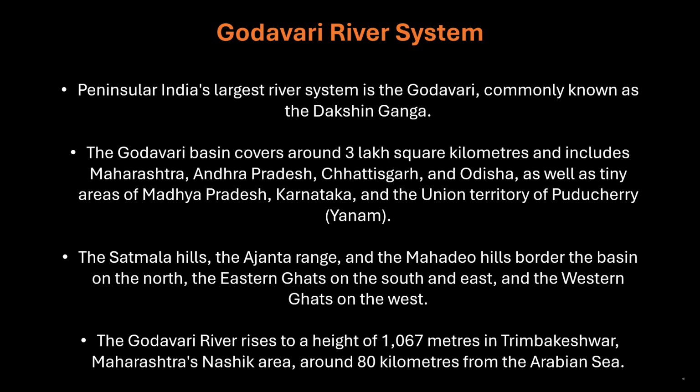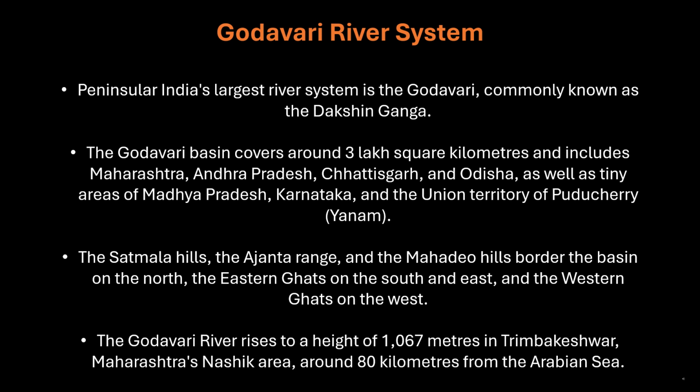Godavari River System. Peninsular India's largest river system is the Godavari, commonly known as the Dakshin Ganga. The Godavari Basin covers around 3 lakh square kilometers and includes Maharashtra, Andhra Pradesh, Chhattisgarh, and Odisha, as well as tiny areas of Madhya Pradesh, Karnataka, and the Union Territory of Puducherry, Yanam. The Satmala Hills, the Ajanta Range, and the Mahadeo Hills border the basin on the north, the Eastern Ghats on the south and east, and the Western Ghats on the west.